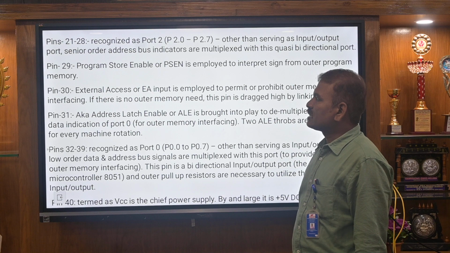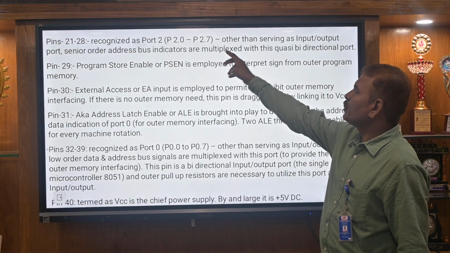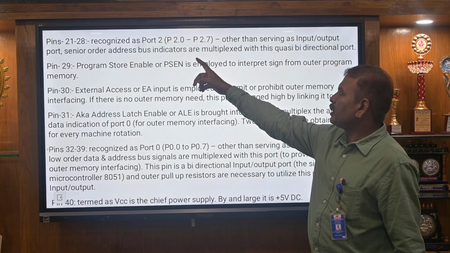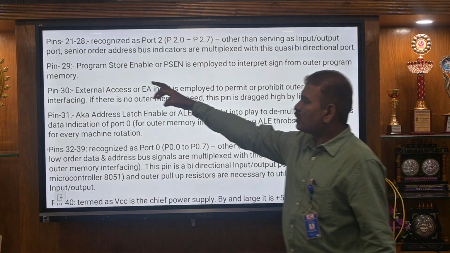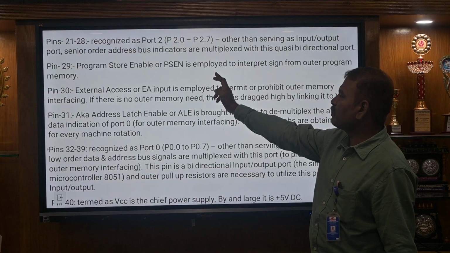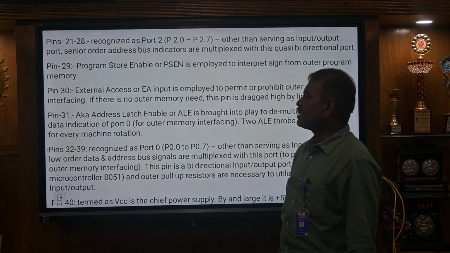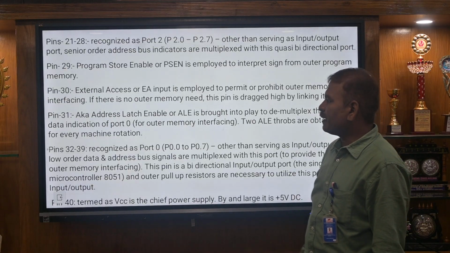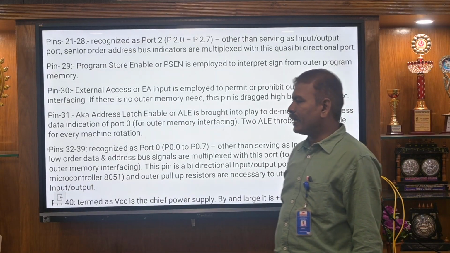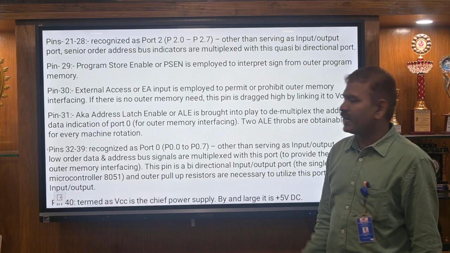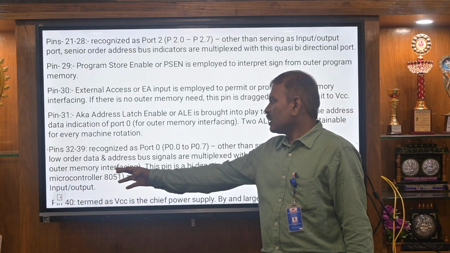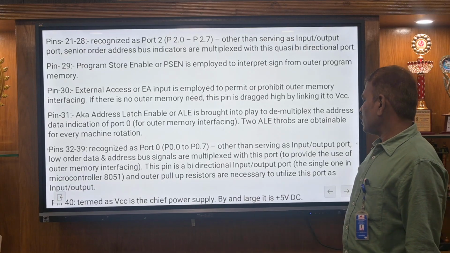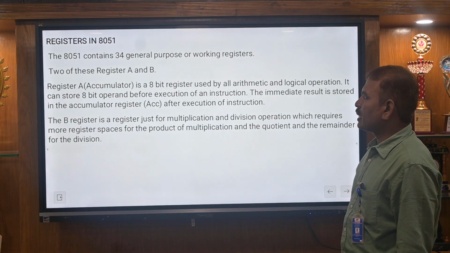21 to 28 is port 2, 29 is program store enable PSEN, and 30 is external access, 31 is address latch enable ALE, and then 32 to 39 is the lower address and data bus, which is multiplexed, and then pin 40 is the 5 volt direct current power supply.